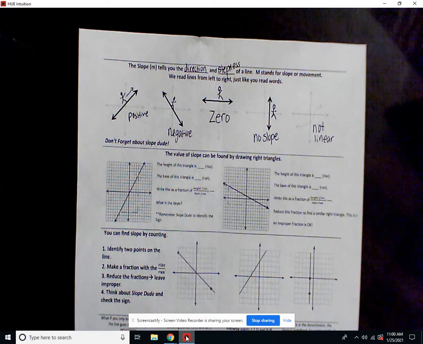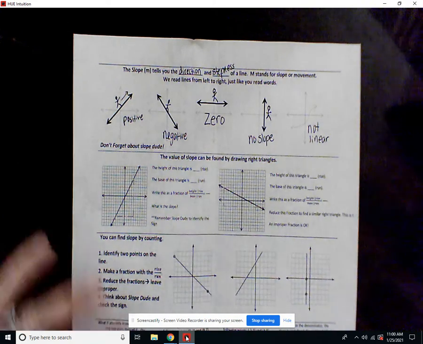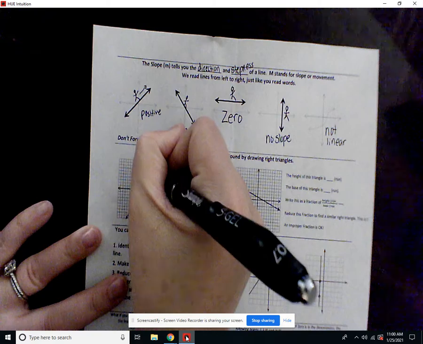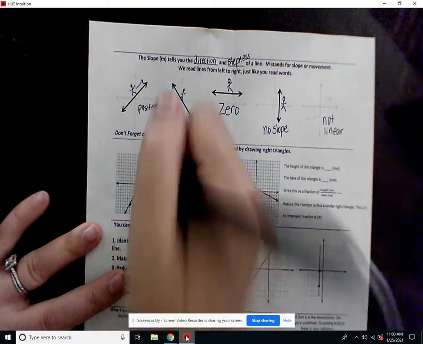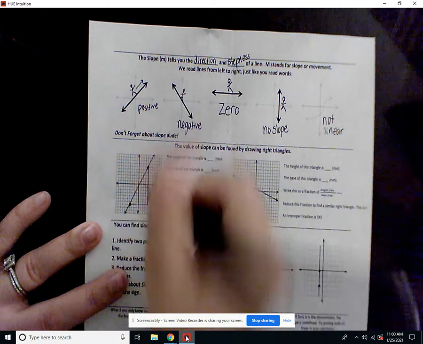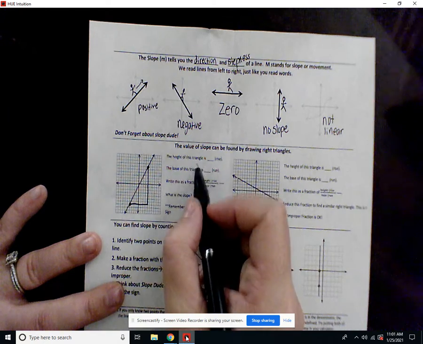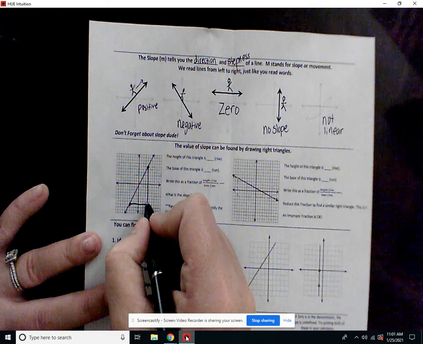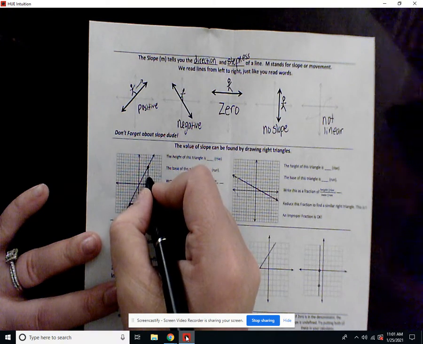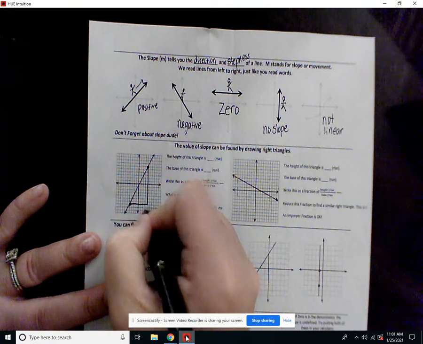Okay, so let's dig a little bit more into it. The value of slope can be found by drawing right triangles. We locate two different points on the graph, and then we can count the number of spaces and draw a triangle. The height is the rise, so that's going up. I can count the spaces: 1, 2, 3, 4, 5, 6, 7, 8, 9, 10, 12, 13.